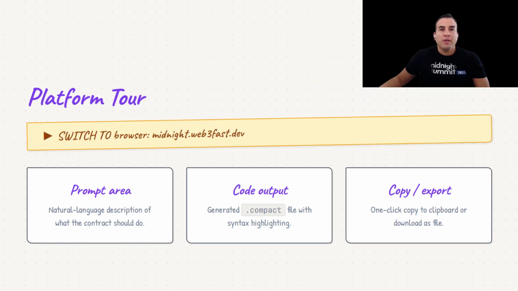Quick tour. The whole UI is 3 panels. On the left, you type your request. In the middle, the generator compact code appears when you hit submit. On the right, copy or download the result. That's it. No tabs, no wizards. Let's generate our first contract.